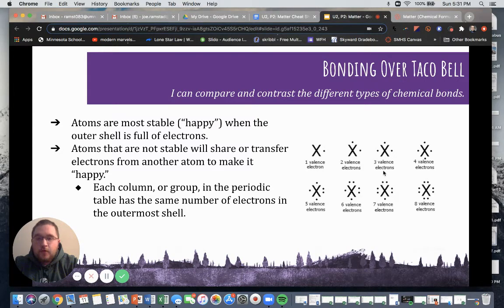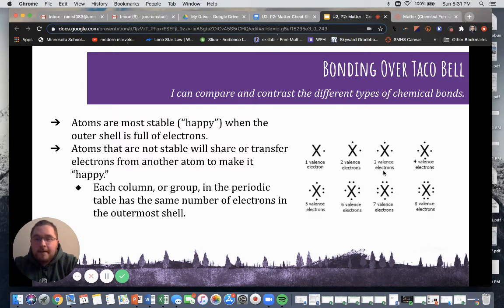Atoms are most stable, or happy, when the outer shell is full of electrons. Remember, as I said in the previous slide, as we move from left to right on the periodic table, we are going to gain more electrons. So, for example, hydrogen is only going to have 1 electron on the outside, whereas helium is going to have 2 because it's farther over.